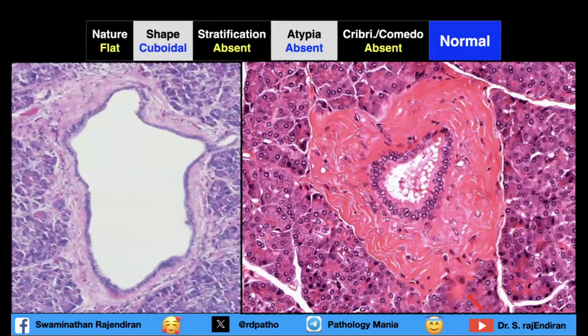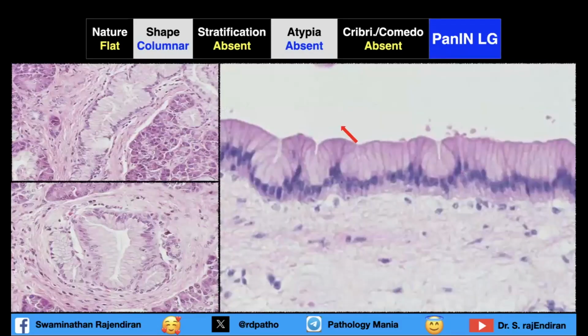You see the picture. So these are two normal pancreatic ducts. This is more like an intralobular duct, and this is interlobular. You can see flat lining epithelium, cuboidal cells without stratification or atypia. So this is normal. Here they become columnar, but there is no atypia. It looks normal, and focally it is stratified, and so this is PanIN low grade.